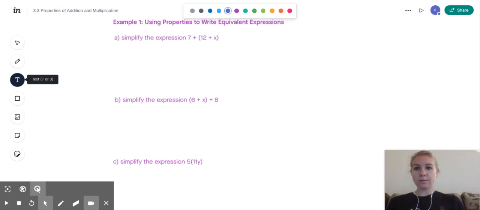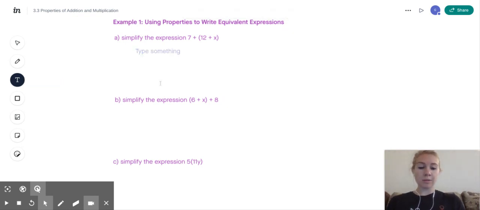So the expression we're simplifying for this one is 7 plus (12 plus x) in parentheses. Let's look at what we've got here. We want to get the numbers together. So should we move where the parentheses are, or do we need to flip some numbers or variables around? Well, for this one, let's just move the parentheses, because I see we can move these parentheses around the 7 plus 12. So that'd be (7 plus 12) in parentheses, and then plus x.